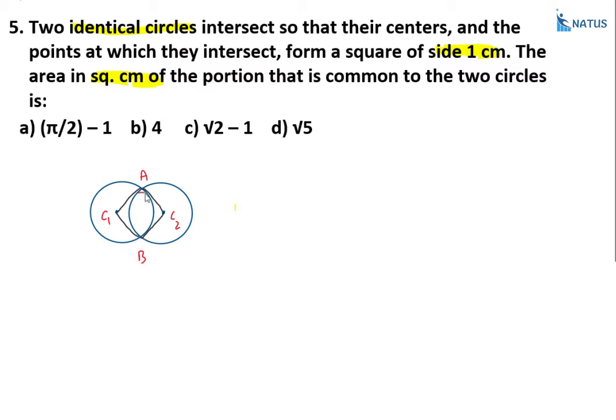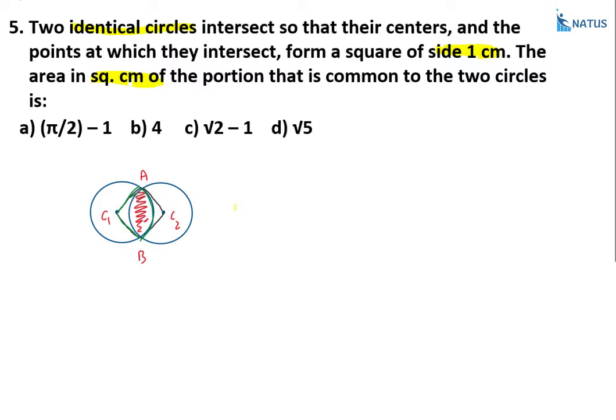What is the question? What is the area of the shaded region? If you observe from C1 to A and B, this is one sector. A, C1, B is one sector. A, C2, B, this is another sector. Right?